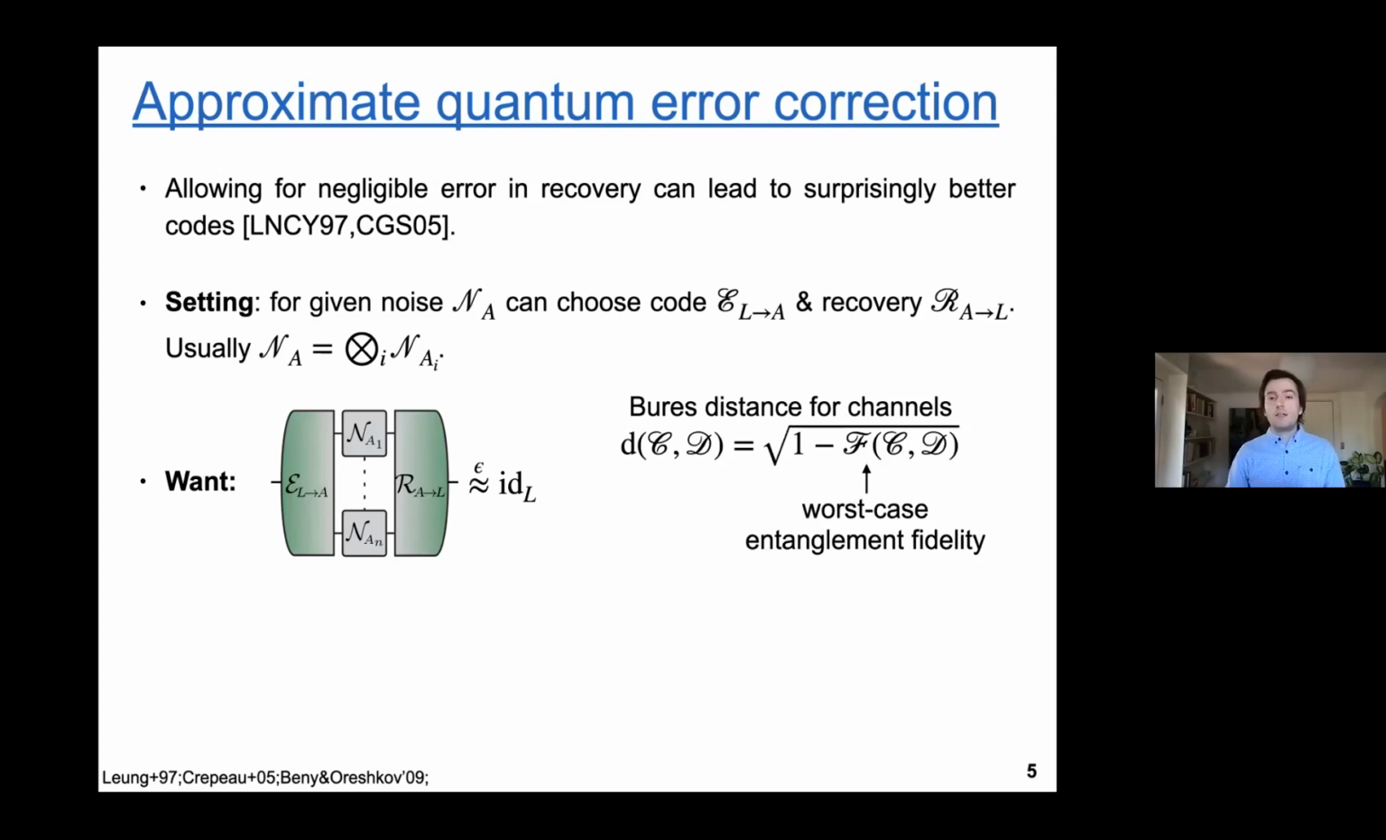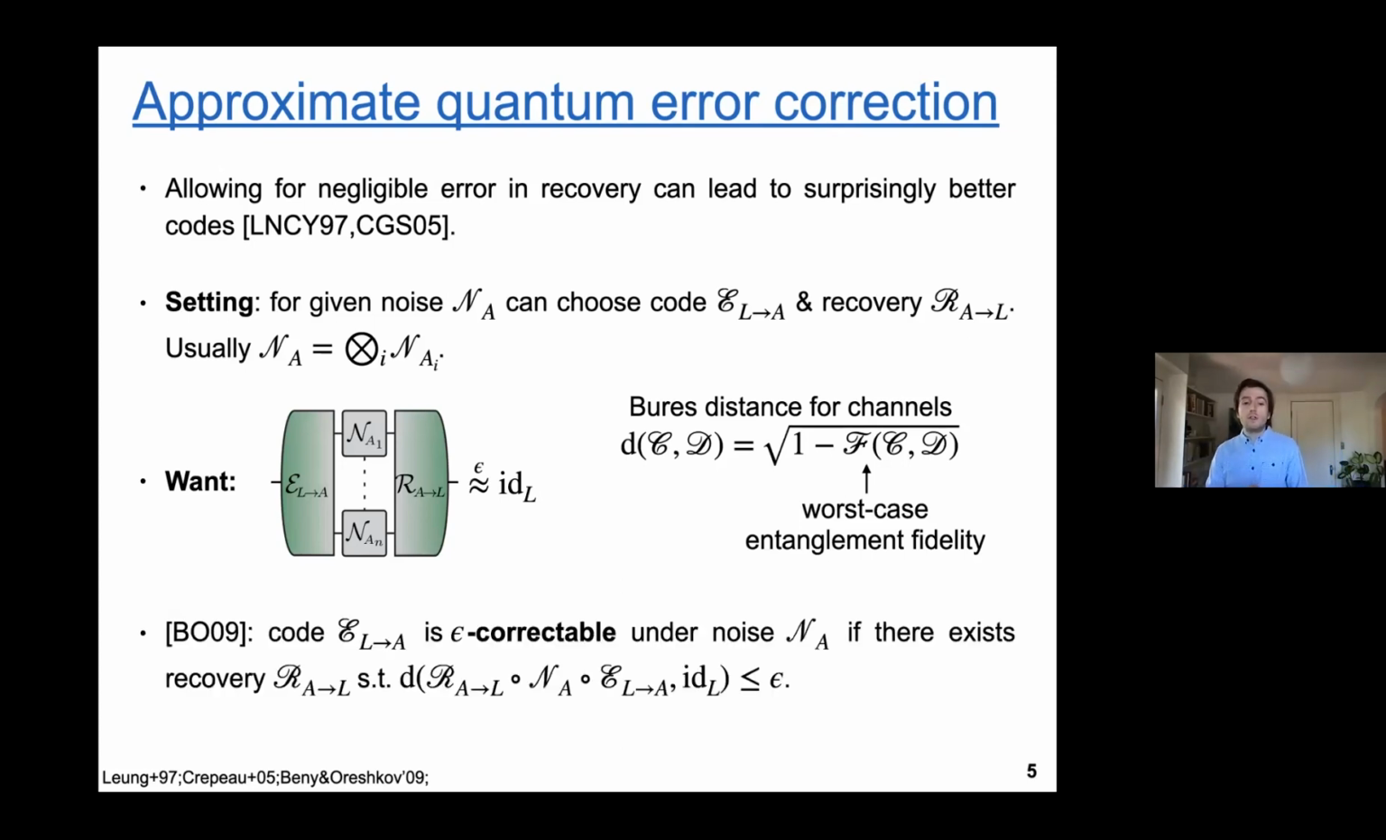And this can be quantified in terms of Bures distance for channels. This is a distance for two channels, which uses the notion of worst case entanglement fidelity. So what Beny and Oreshkov proposed is the following definition. We say that a code E is epsilon correctable under noise n if there exists a recovery operator R such that the composite channel, the encoding followed by the noise followed by the recovery, is epsilon close to the identity channel in terms of the Bures distance. Okay, so that's the setting of approximate error correction.